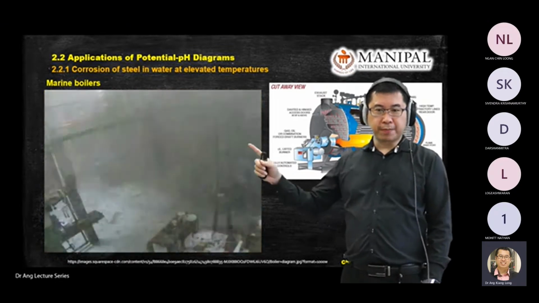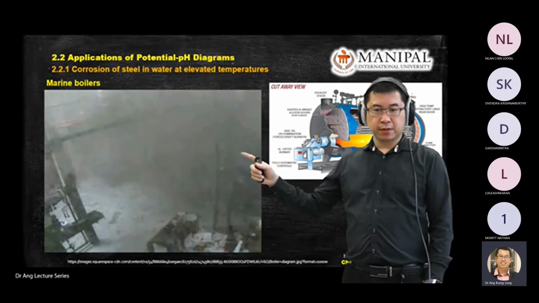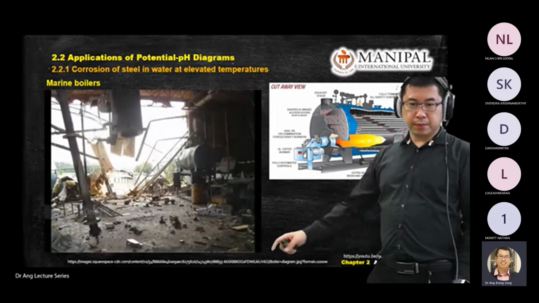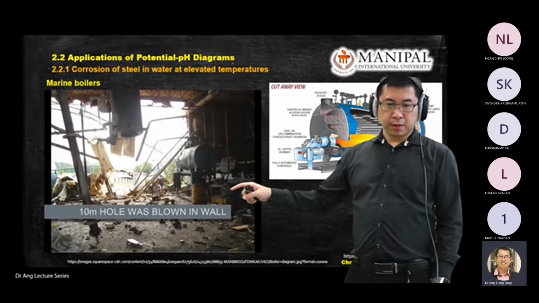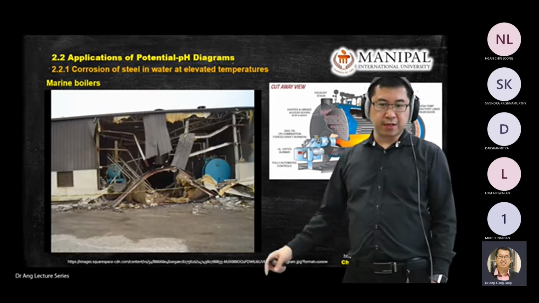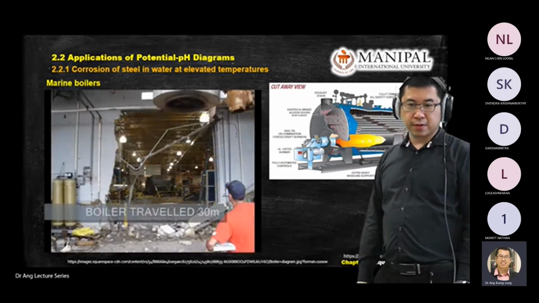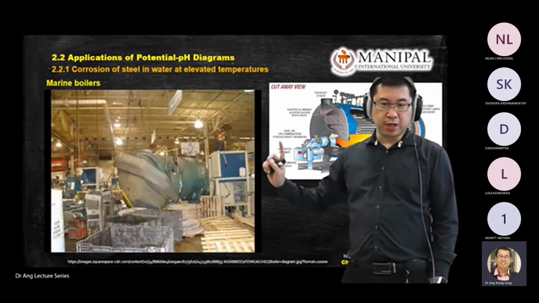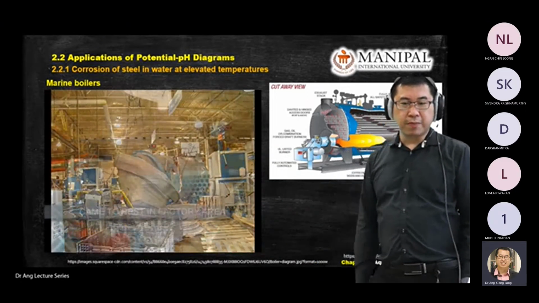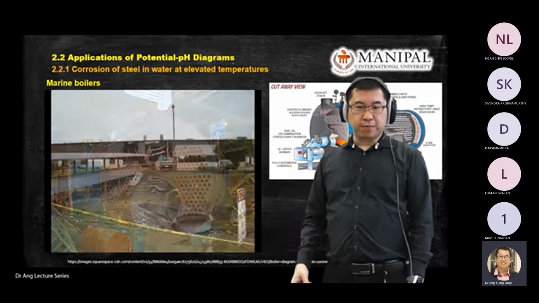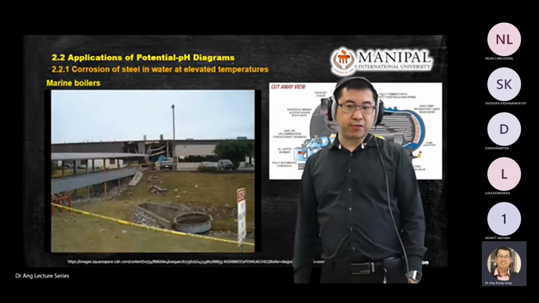So the explosion happened. A 10-meter hole on the site itself. Of course, this one is not on a ship. This one is a boiler in the factory. So imagine if what happened in this one happened on a ship, it would be very serious.